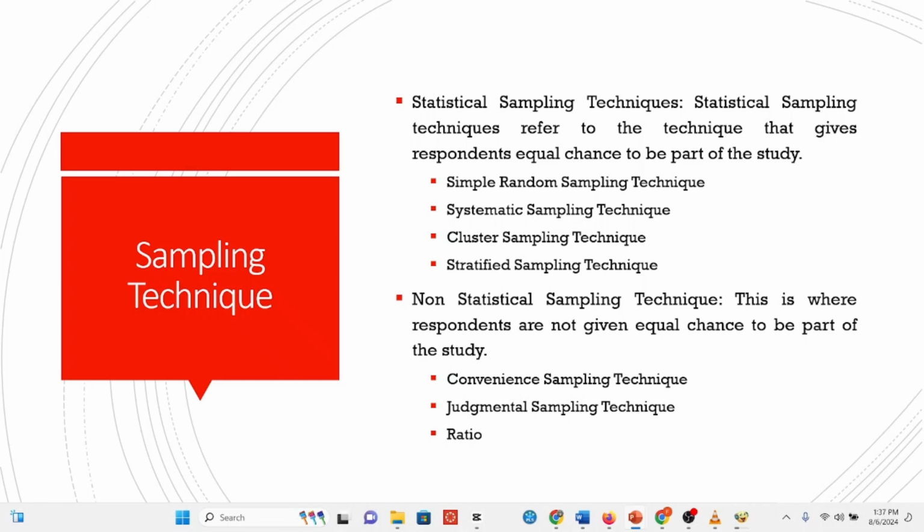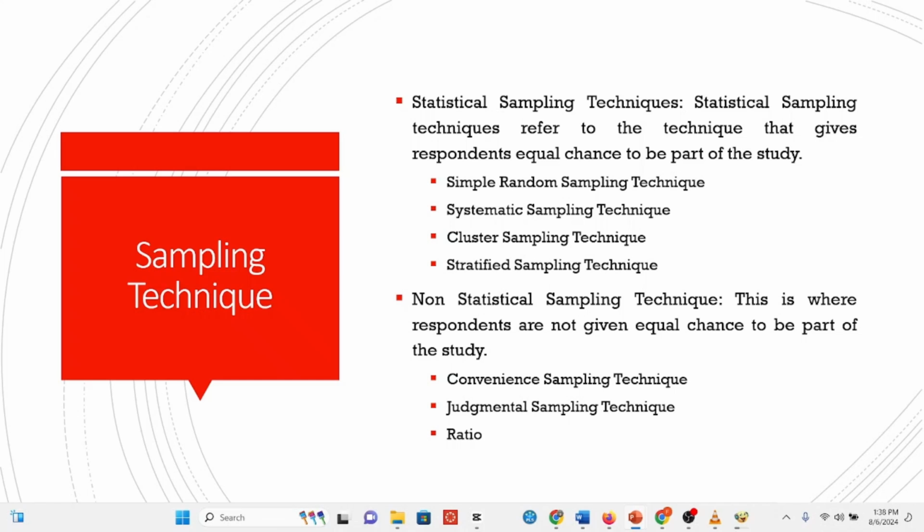Simple random sampling technique. This method involves randomly selecting individuals, often using a random number generator or drawing names from a hat, ensuring that every possible sample of a given size has the same probability of being chosen. This technique minimizes bias and provides a sample that is typically representative of the population, assuming the sample size is sufficiently large.